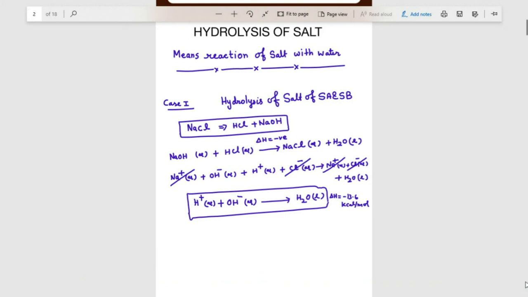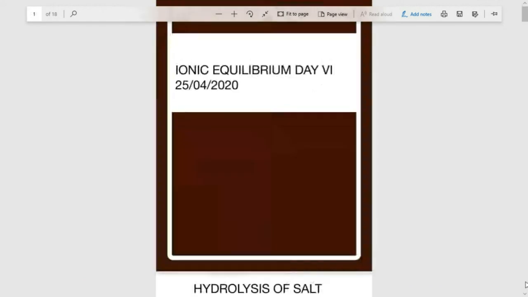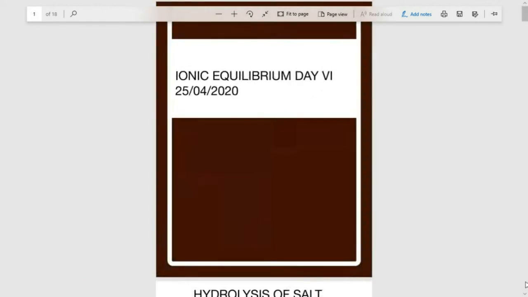Now when I'm talking about hydrolysis, it is just the reverse reaction of acid base, right? It is just the reverse reaction.